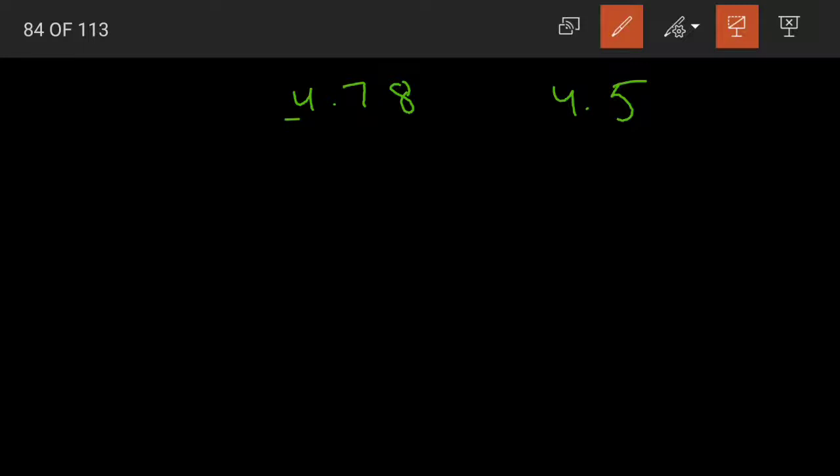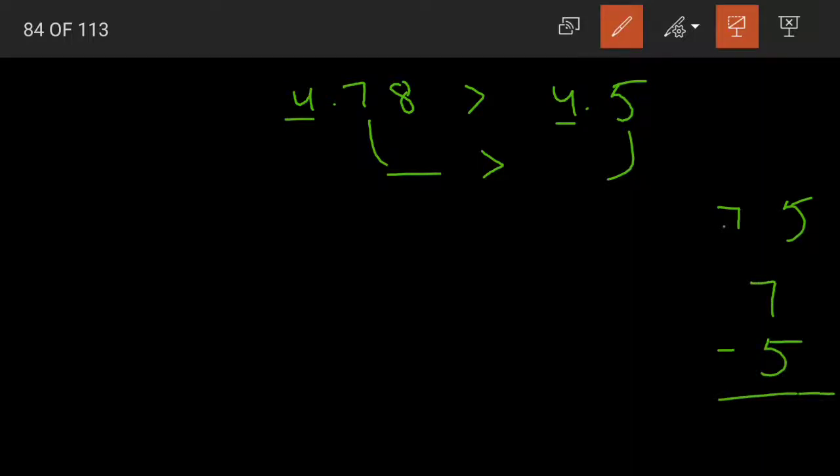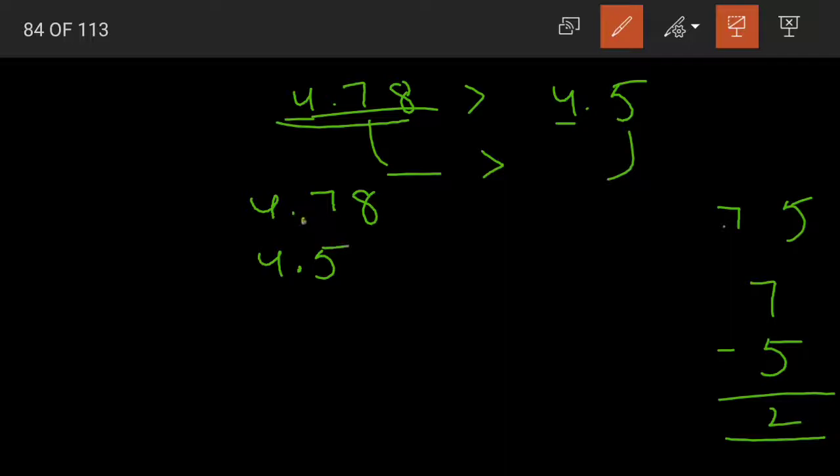Which is the larger one here? 4 is same. So coming to the next place, 7 is greater than 5. So 4.78 is greater than 4.5. When you are subtracting say 7 and 5, what will you do? 7 is the bigger number, so you will write that above, and 5 is the smaller number, so you will write it below. In the same way here, 4.78 is my bigger number, so I am writing it above. Then below comes my 4.5.